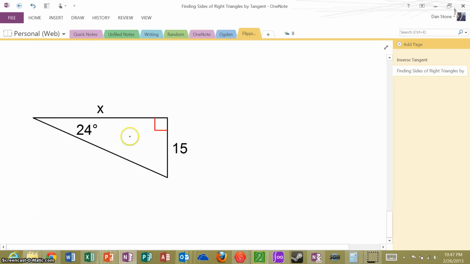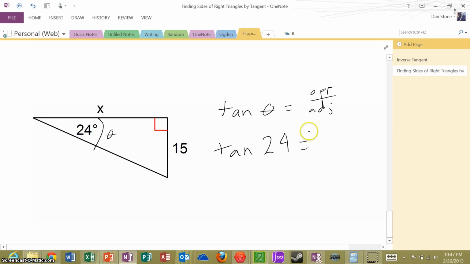So I've got this set up as such. Remember, tangent of theta equals opposite over adjacent. Let's put that formula up there. So when I'm working on this problem, I'm going to take the tangent of what? I've got 24 degrees right here. This guy is going to be my theta. Tangent 24 equals, what is my opposite? 15 is my opposite.